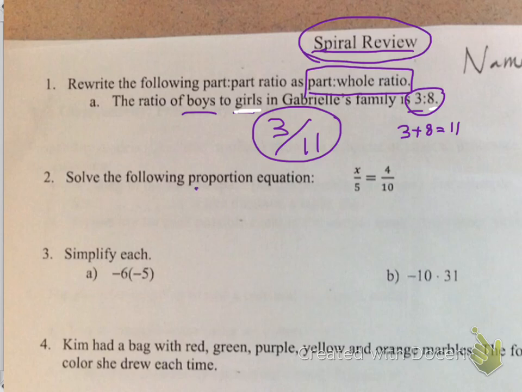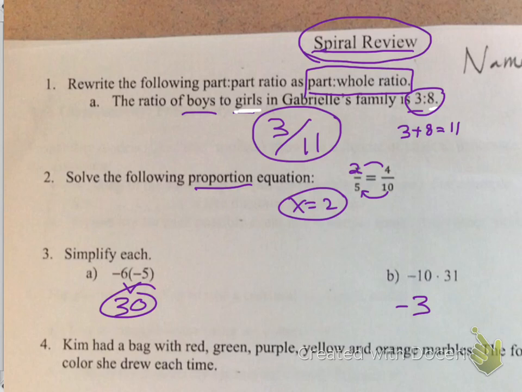Okay, solve this proportion. Pretty easy. I think most people can see that half of 10 is 5. Half of 10 is 5, and half of 4 is 2. So x equals 2. Negative times a negative is a positive. A negative times a positive is a negative. And you could just type those in the calculator. Alright?